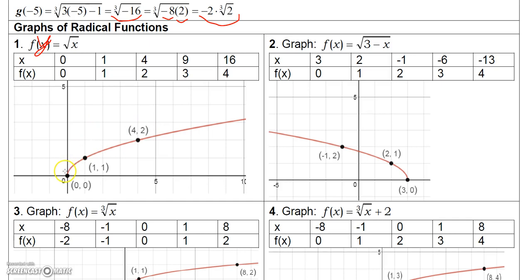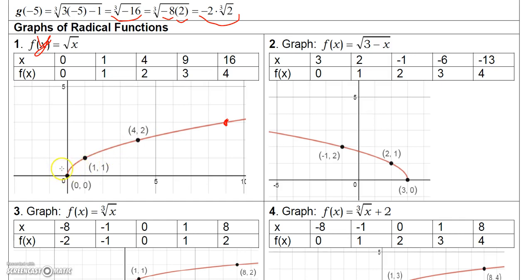But really, I just used these first 3 points, 0, 0, 1, 1, and 4, 2, to give you an idea of what this graph looks like. And then, of course, if you wanted to, you could go out one more, and that point there would be the point 9, 3.